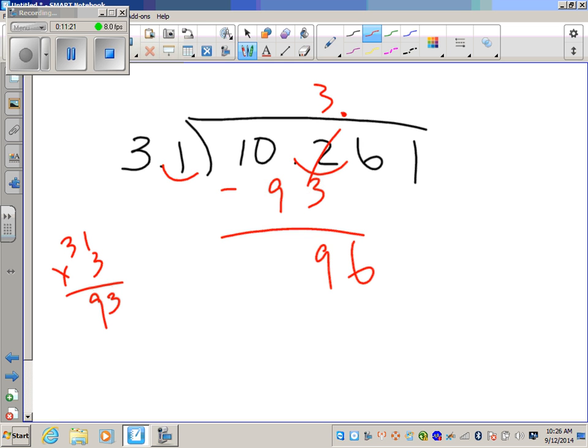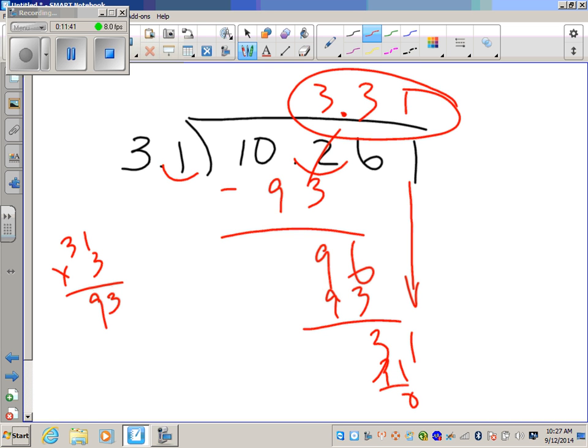31 into 96. Well, if times 3 is 93, does that fit into 96? Yeah, so go right over that 6, 93, 3 left, drop the 1, and 1. 3 and 31 hundredths. Remember, you got it.